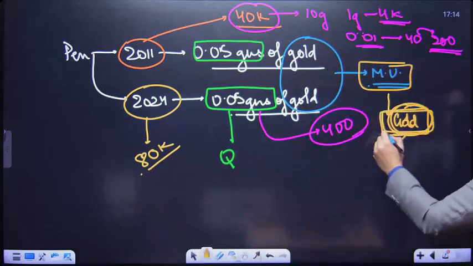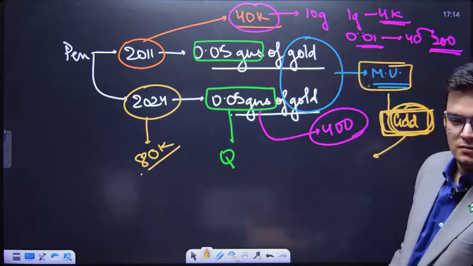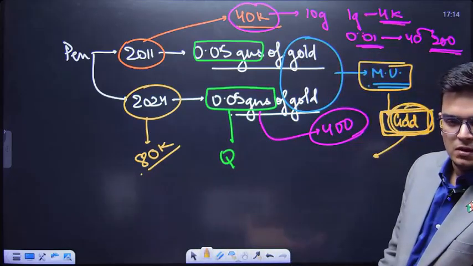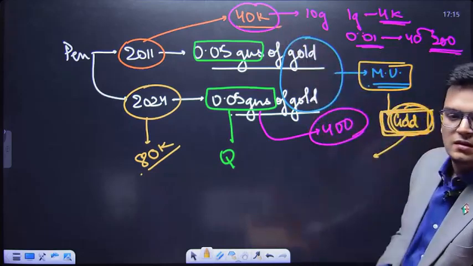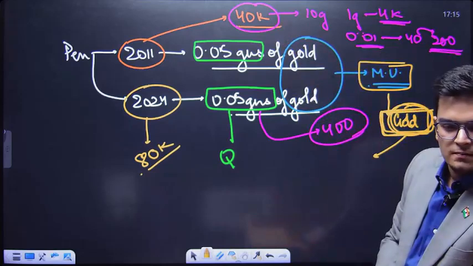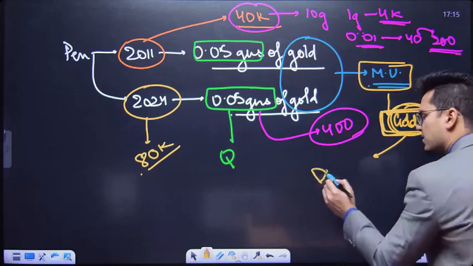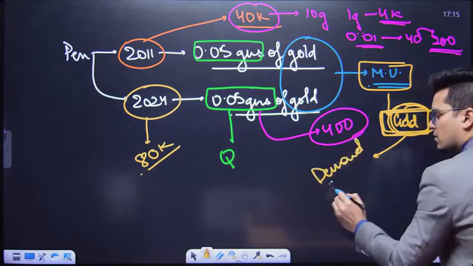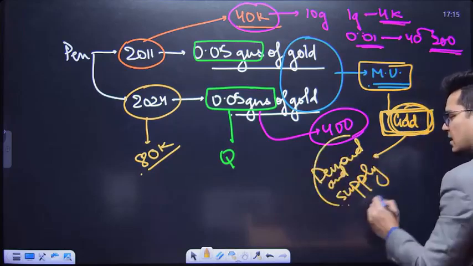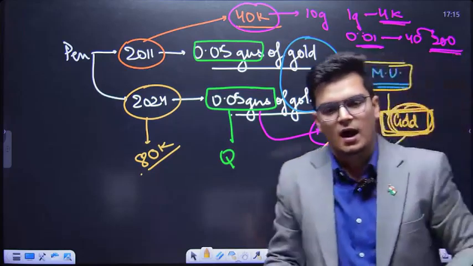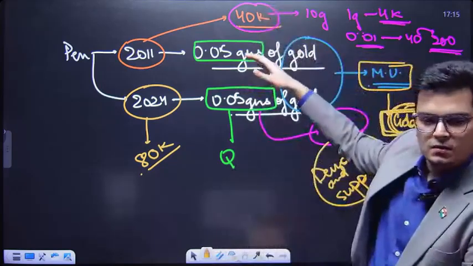Gold की वैल्यू क्या डिटरमाइन कर रहा है? What determines the price of gold? Price of gold was earlier 40,000, now it is 80,000. Exactly, same factors, the demand and supply of gold. The same factors of demand and supply are also looking at this.